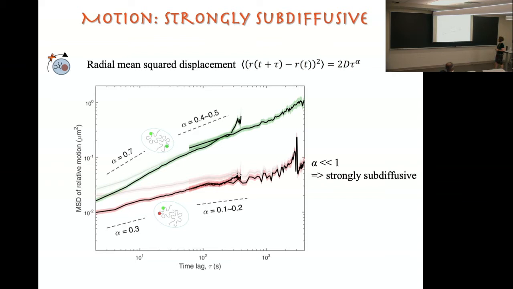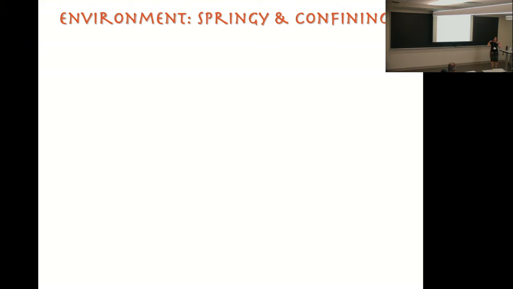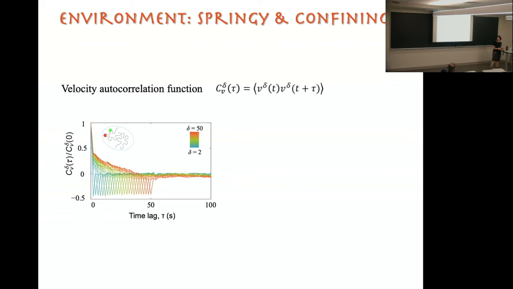To get an idea about what might be causing this subdiffusive motion, what the nature of the environment is through which the genomic elements move, we looked at another quantity, also helpful as a diagnostic tool: the velocity autocorrelation function. What the velocity autocorrelation function does is take the average velocity of a genomic segment at time t and compare it with the velocity of the same segment time tau later. Do these velocities know about each other? Of course, in order to calculate the velocity autocorrelation, you have to calculate the velocity itself. It's not measured.